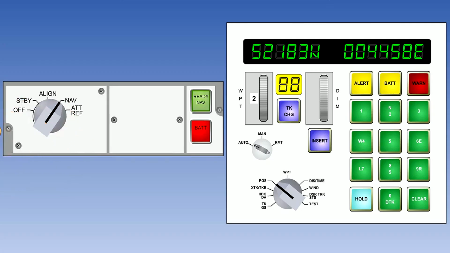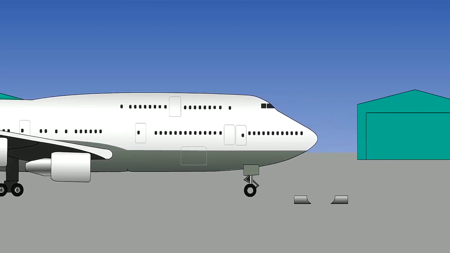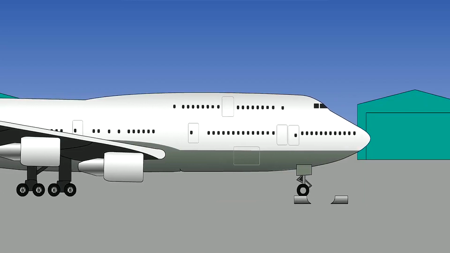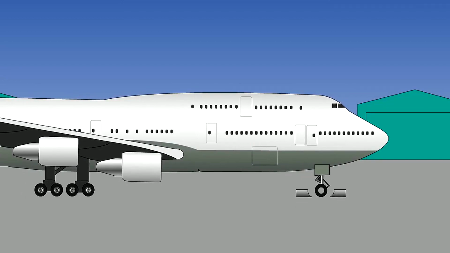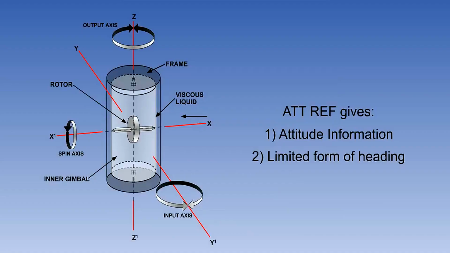However, it is also possible to align with the MSU selected to nav. Once alignment is complete, we select Navigate. The alignment is now protected and the aircraft can be taxied or pushed back. If the system operates normally, it will now remain in nav until final shutdown. Attitude reference, or ATREF, as the position is labeled, is used only in the event of a computing malfunction or loss of alignment. It maintains the operation of the gyros, but all computing and alignment is lost. It gives attitude and a limited form of heading.